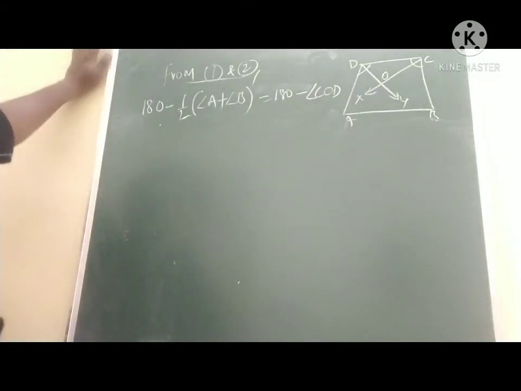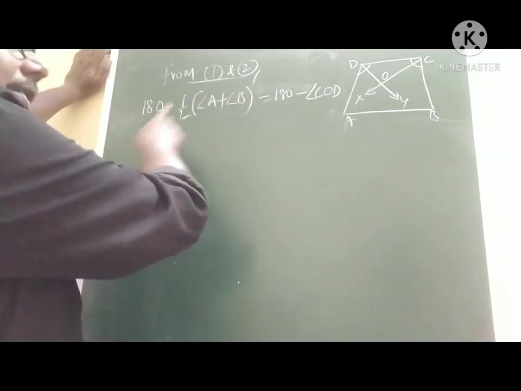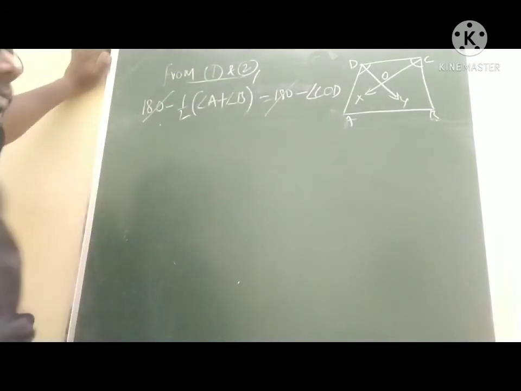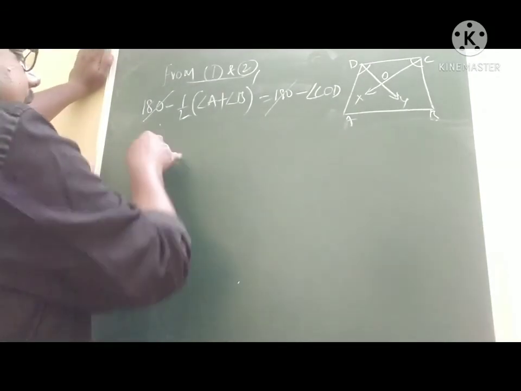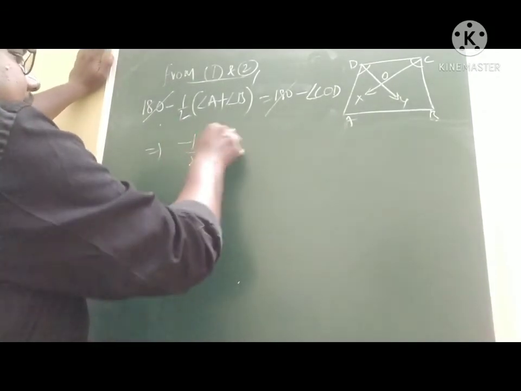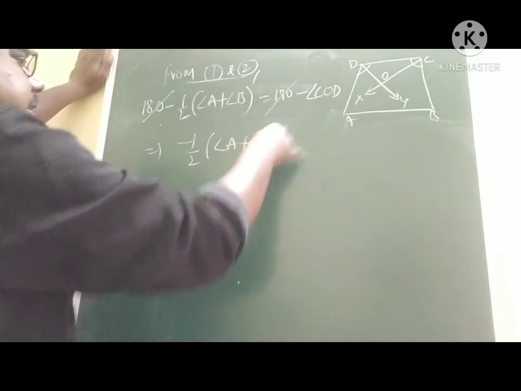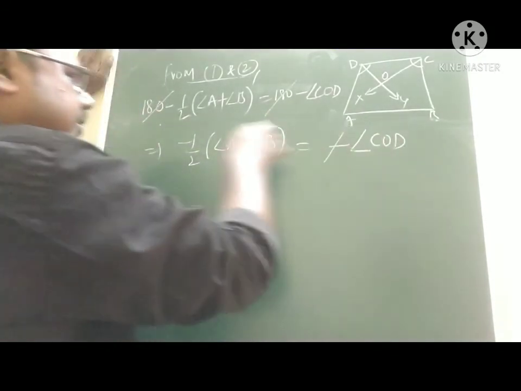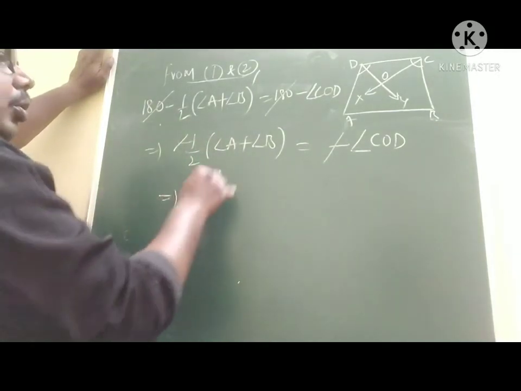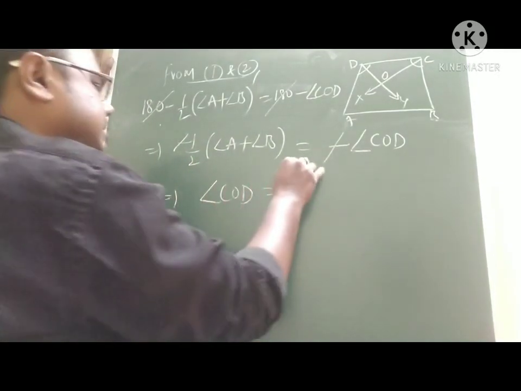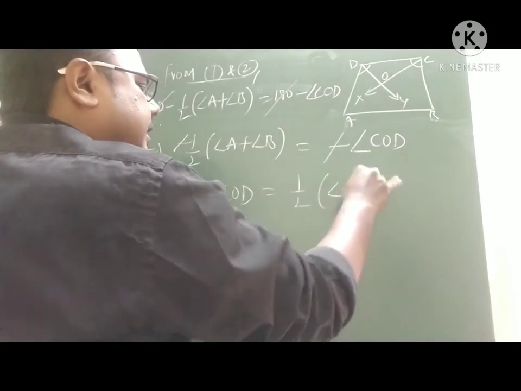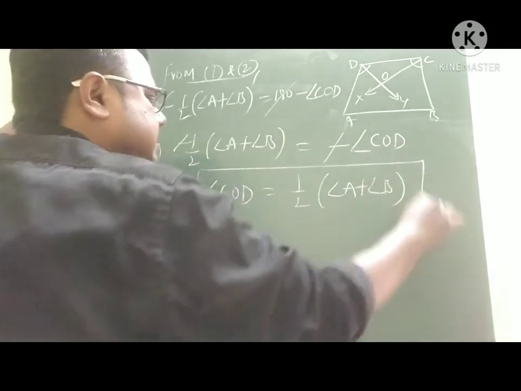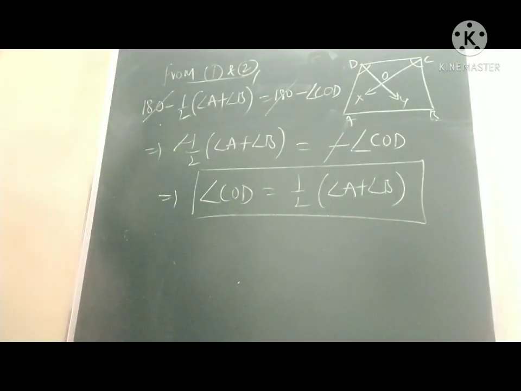Now here, if I transpose any of the 180 to the other side, these two will get cancelled. So what I'll get, it implies half of angle A plus angle B is equal to minus of angle COD. Minus minus will also get cancelled. So overall I can write angle COD is equal to half of angle A plus angle B. That is the RTP, required to prove.